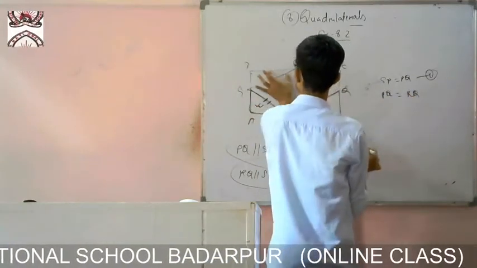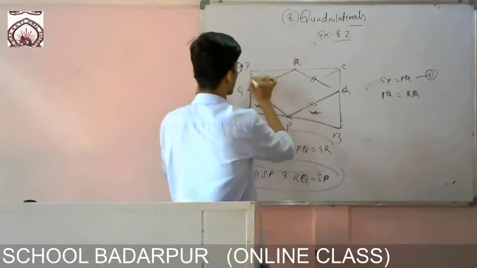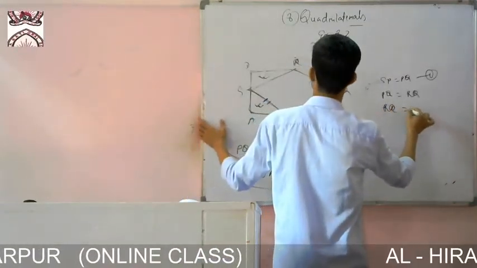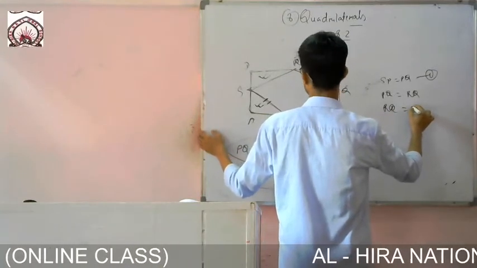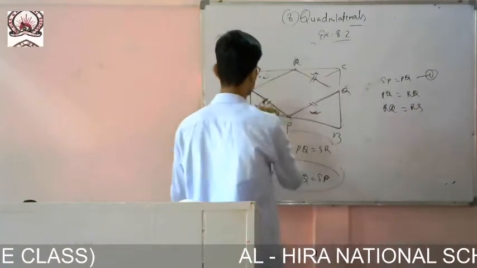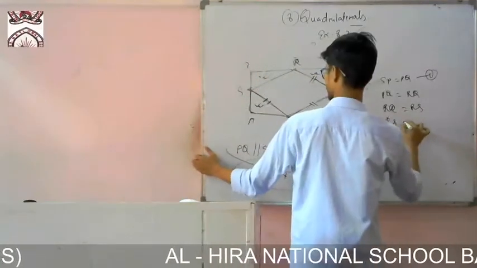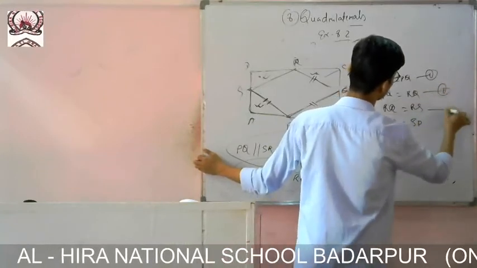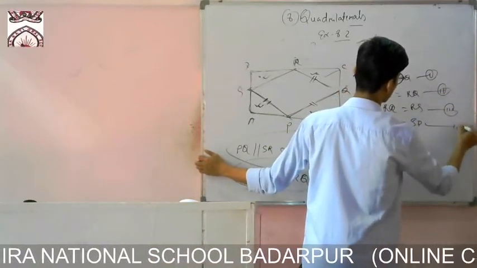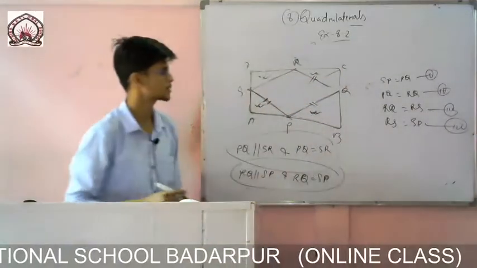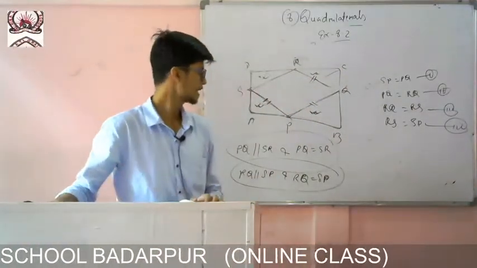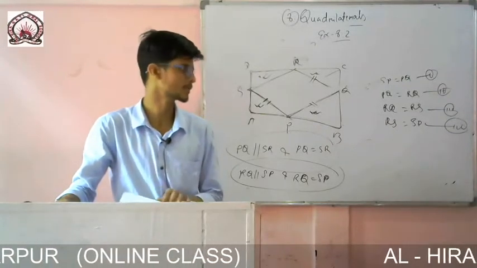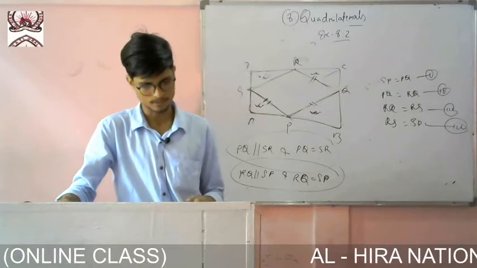Then again, if I take these two triangles, this one and that one, then again I will get RQ is equal to RS. Then if I take these two triangles, I will get RS is equal to SP. If I compare all of them, all the sides are equal: PQ is equal to QR is equal to RS is equal to SP. That means since PQRS is a parallelogram and all the sides are equal, it is a rhombus. This one finished here.